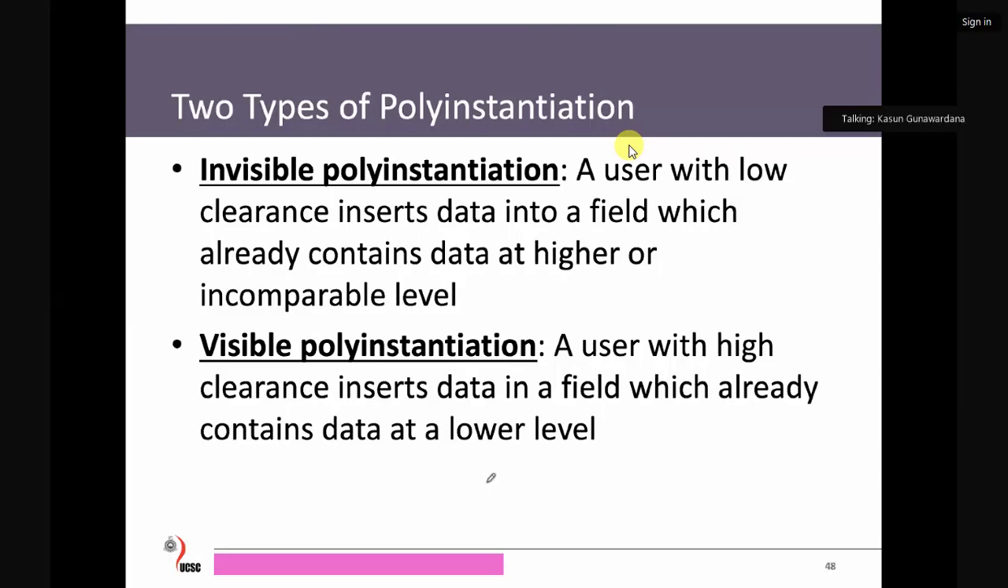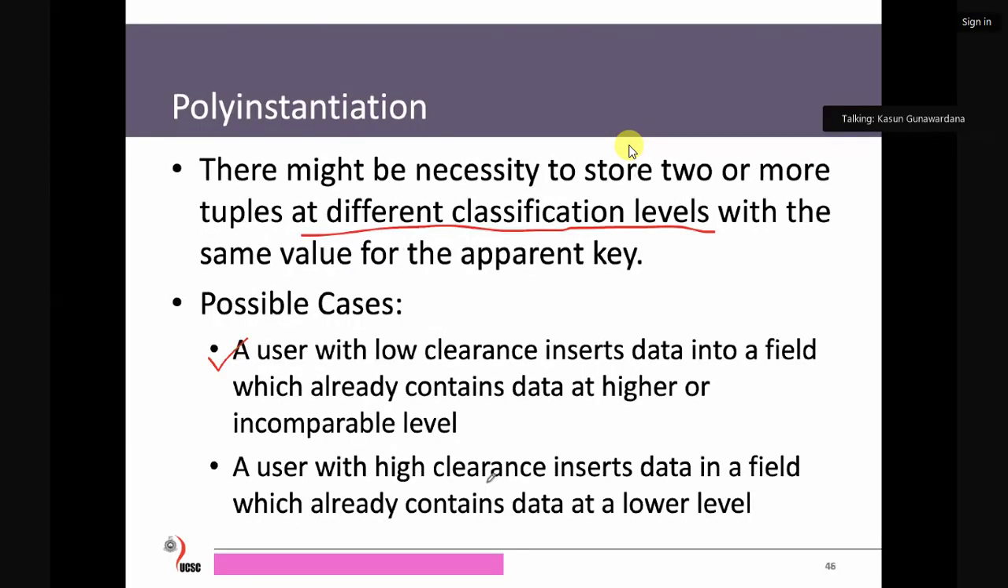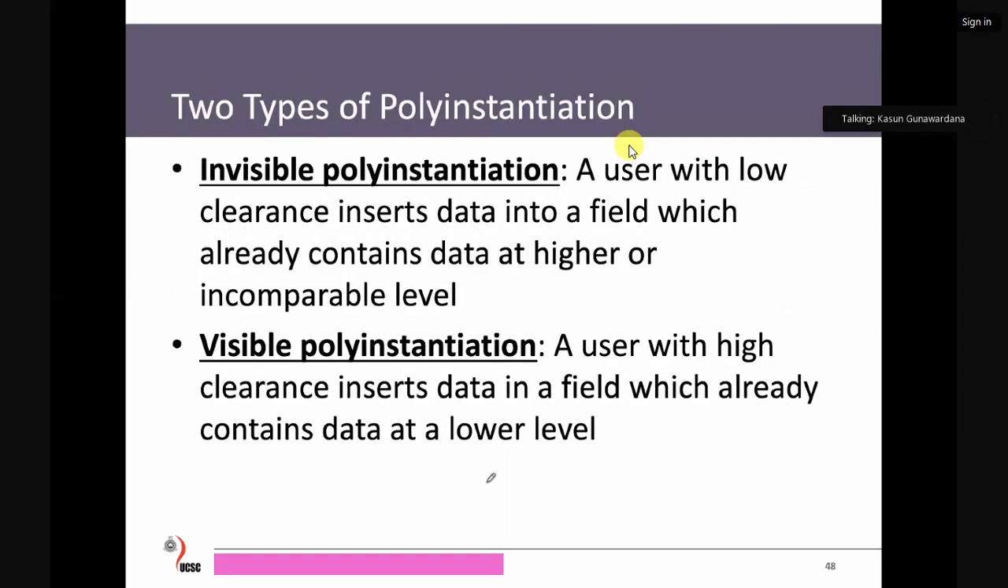So again, we are bringing these two possible cases, two types of polyinstantiation. One is called invisible polyinstantiation. The user with low clearance inserts data into a field which already contains data at a higher or incomparable level. That version is called invisible polyinstantiation. And the second is visible polyinstantiation. A user with high clearance inserts data in a field which already contains data at a lower level.